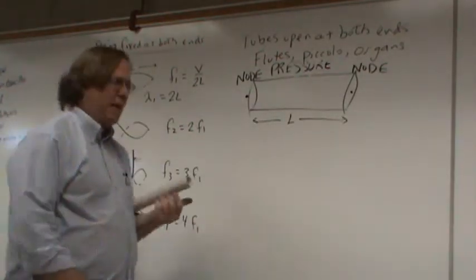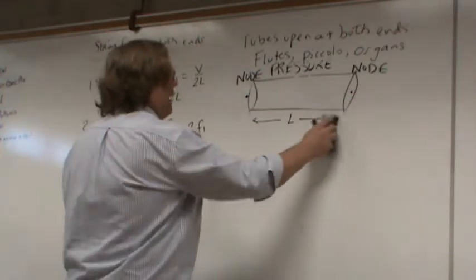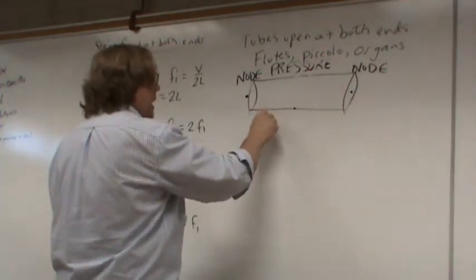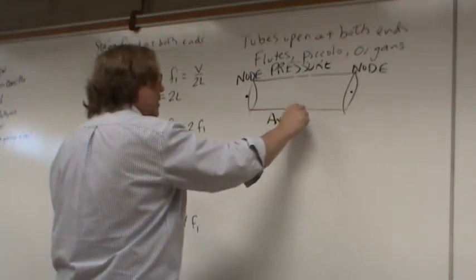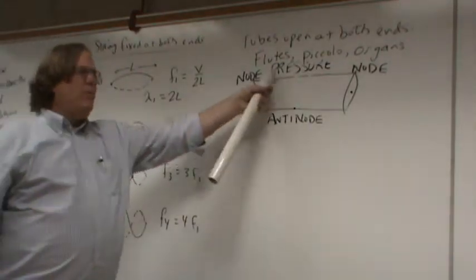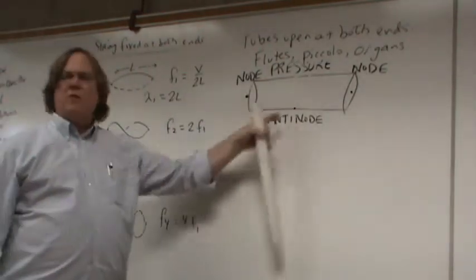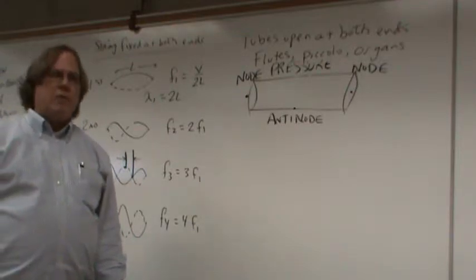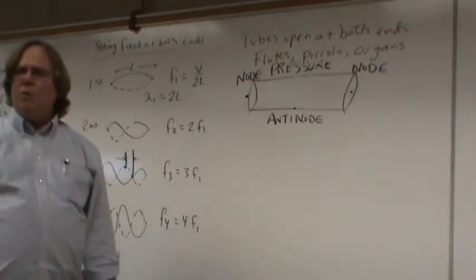I can make this air pressure high and low. And so when I set up a standing wave, I end up getting an antinode in the middle. Remember, I'm dealing with pressure. So what does a pressure antinode look like? Well, it's going to be a region that alternates high pressure, low pressure, high pressure, low pressure.